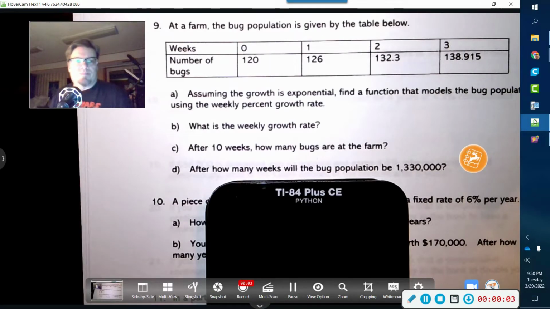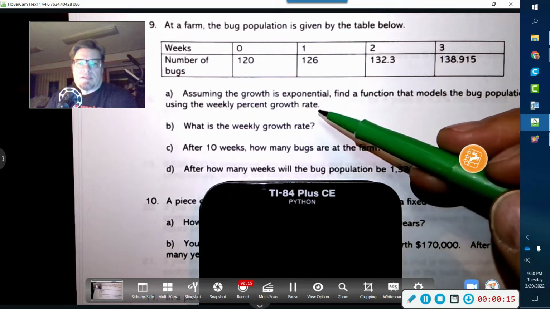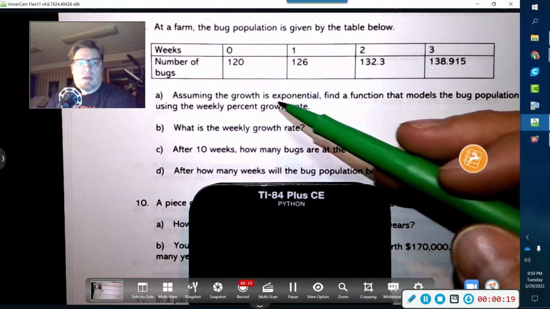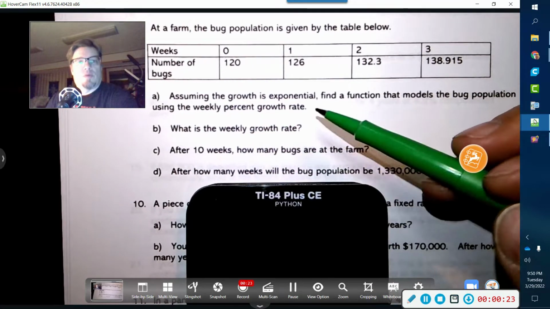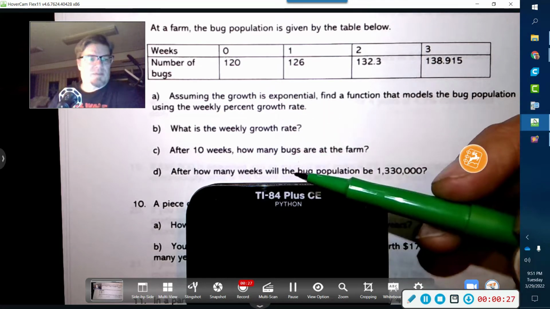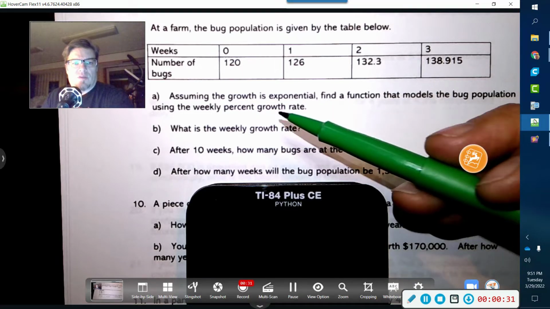Number 9, farm. You've got a bug population. All right, you've got a 0 starting point. Beautiful. That's cool. So you know exactly what happens at time 0, and it's exponential. So you find a function that models the bug population using the weekly percentage growth rate. Now clearly it's growing. You just don't know what percent. Sometimes it's given, sometimes it's not. So find a function. What is the weekly growth rate?